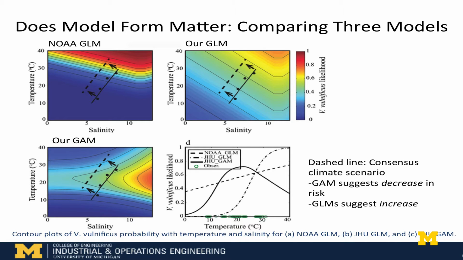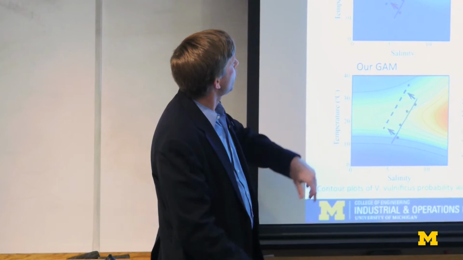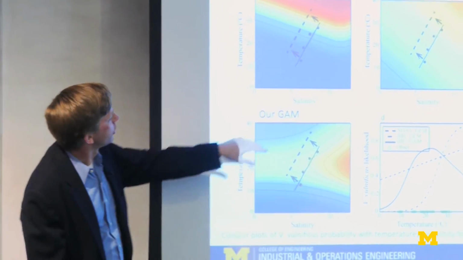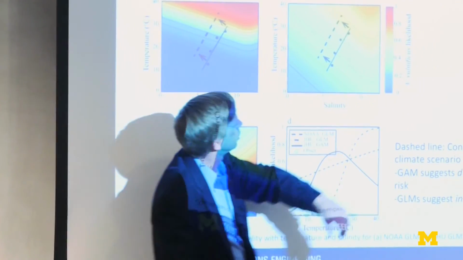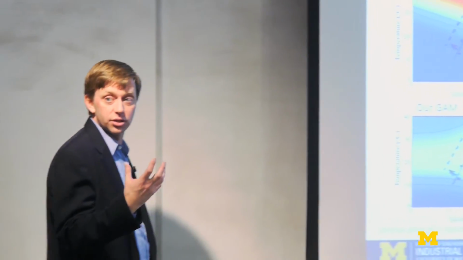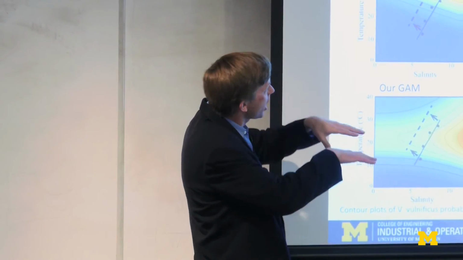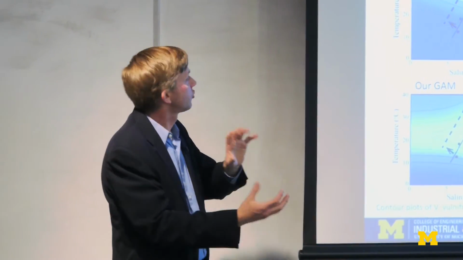There's one other model using a different data set developed by NOAA. So they have their own set of samples from the Chesapeake Bay of Vibrios, and they won't let us use the data. They developed a GLM based on that data, a strict logistic GLM. And what you can do is you can plot, this is salinity and temperature, and what you're looking at here is the probability of vulnificus being there as a function of salinity and temperature. So this is a projection of a three-dimensional response surface.